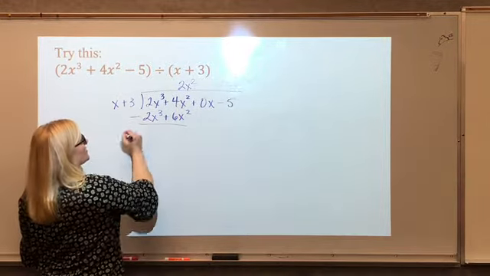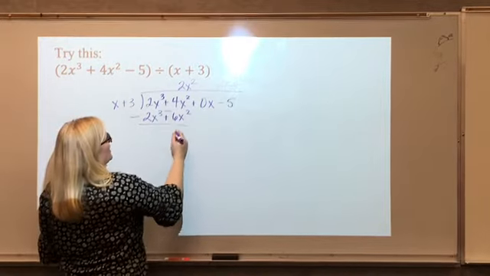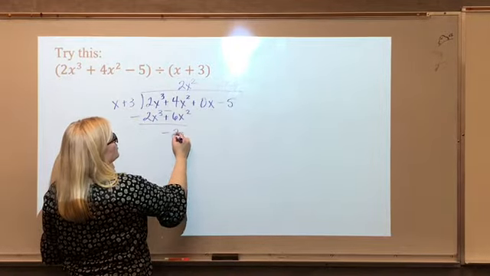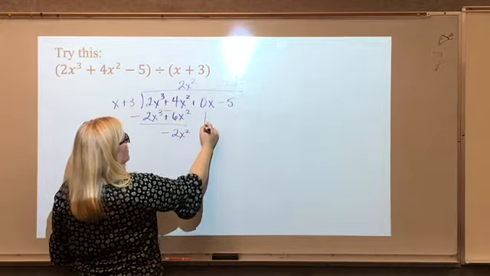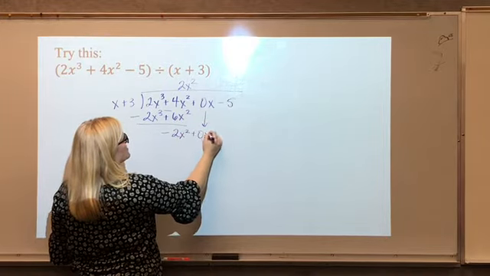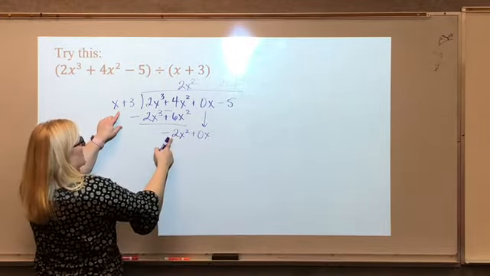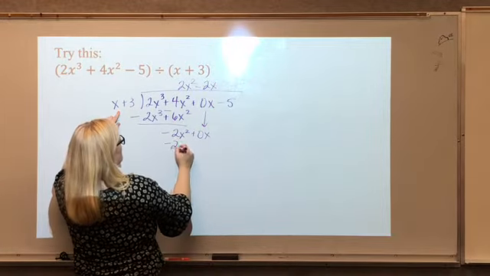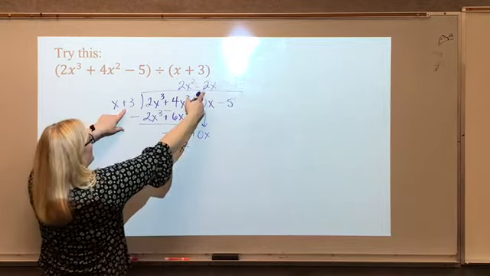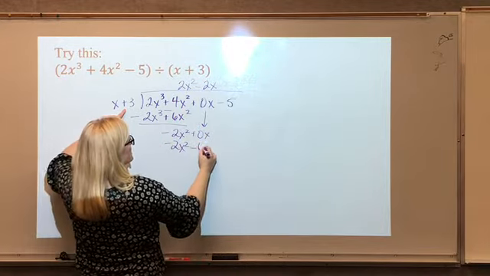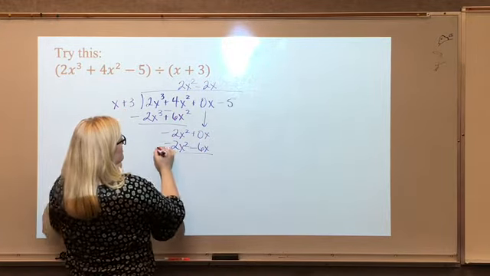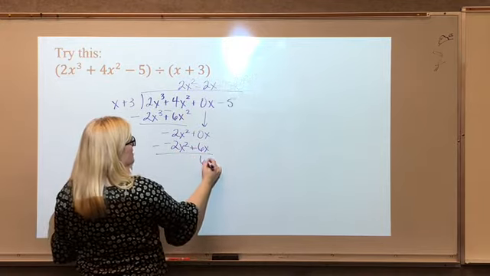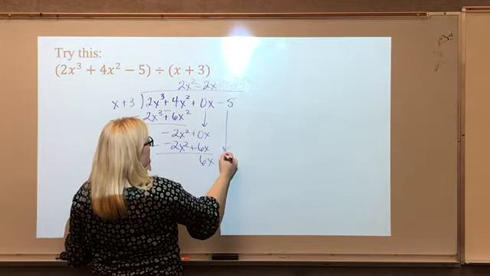Okay, so subtracting now, and I get negative 2x squared. I'm going to drop down the 0x. X goes into negative 2x squared, negative 2x times. Okay, and then negative 2x times 3 is negative 6x. Subtract, so I'm changing the signs. I'm going to drop down this negative 5.